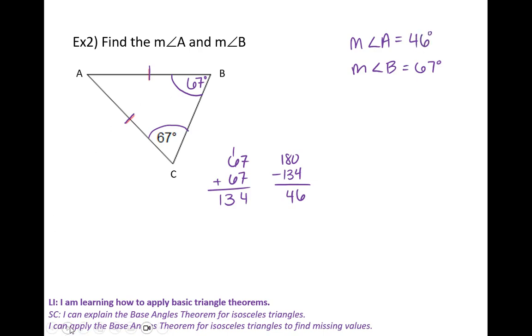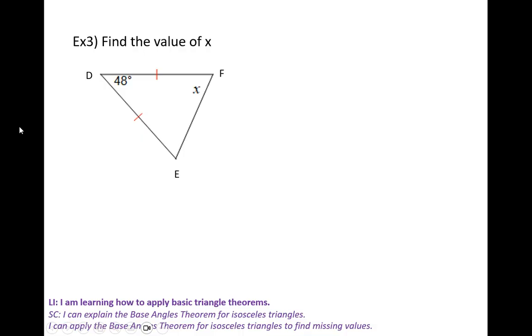Let's go forward. Example 3. This one, once again, I see two congruent sides, so I'm going to immediately start by marking congruent angles. So I'm going to find which ones are the congruent ones. Again, they have to be touching one of those congruent sides. So it's going to be this one and this one.